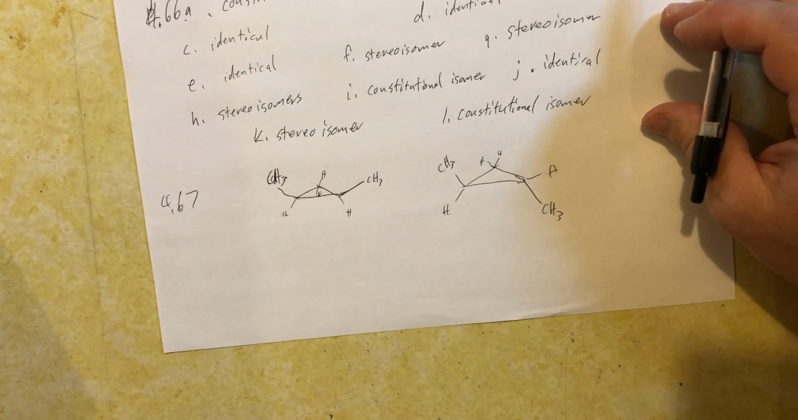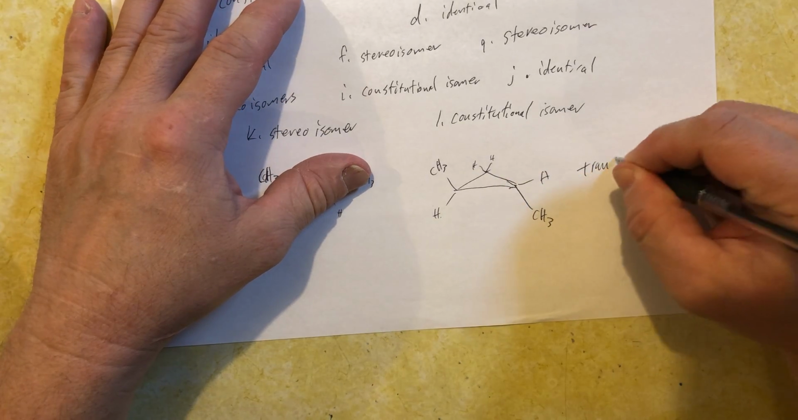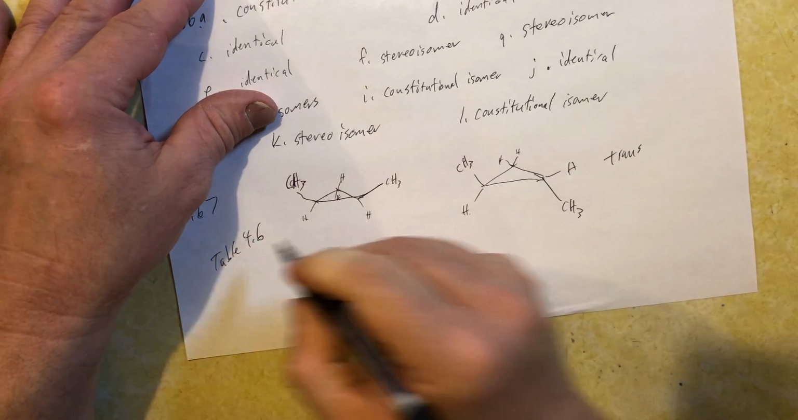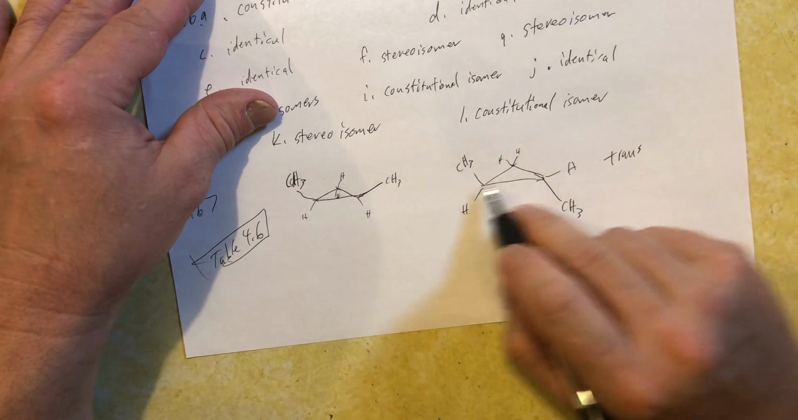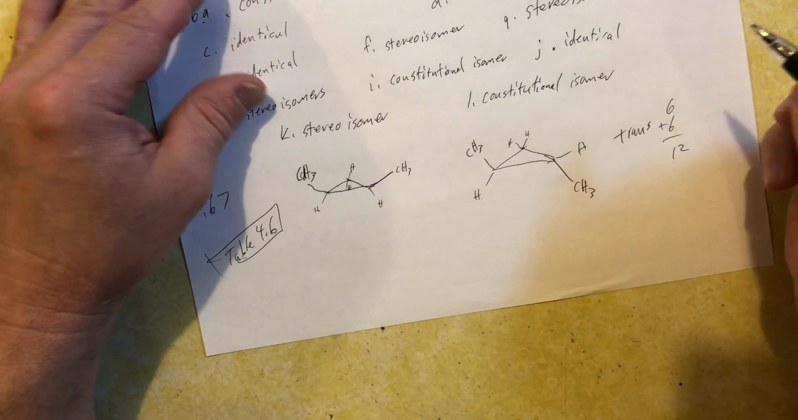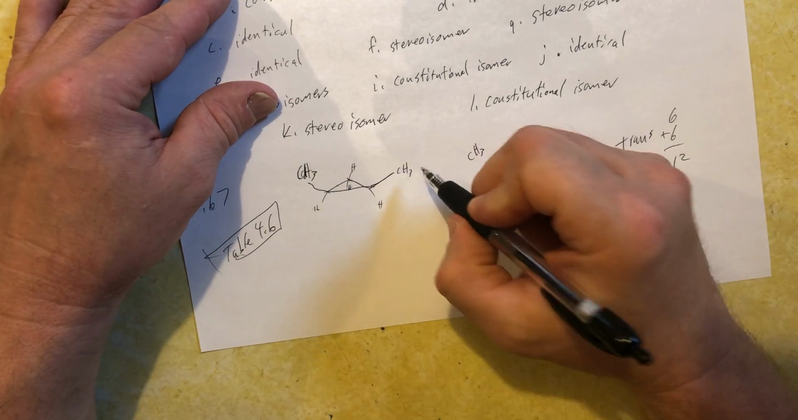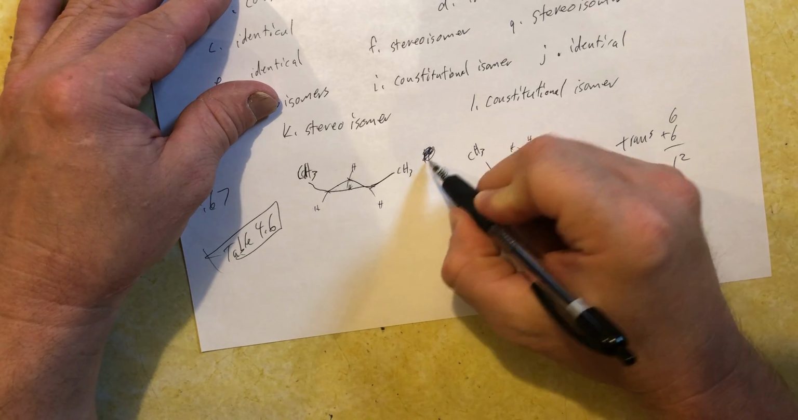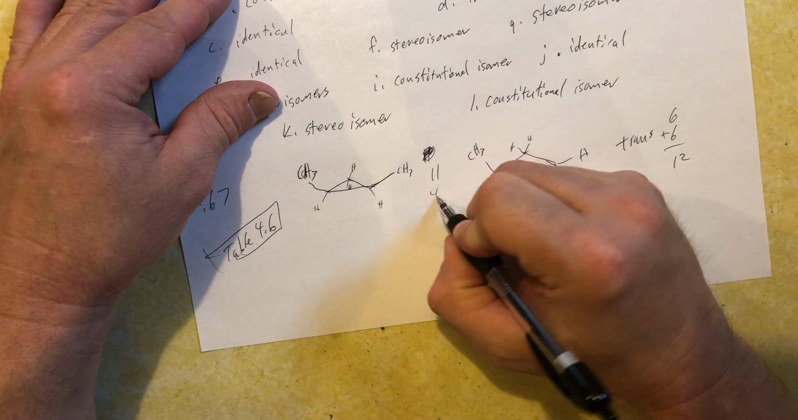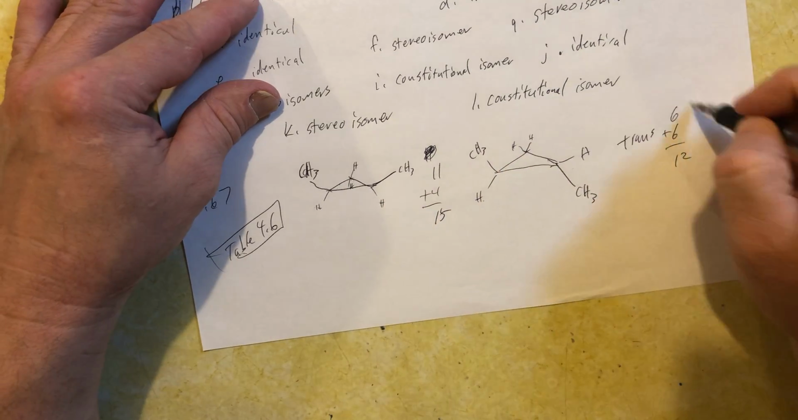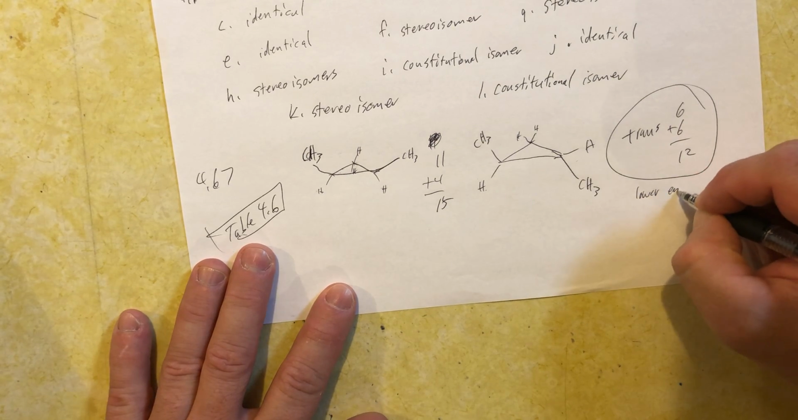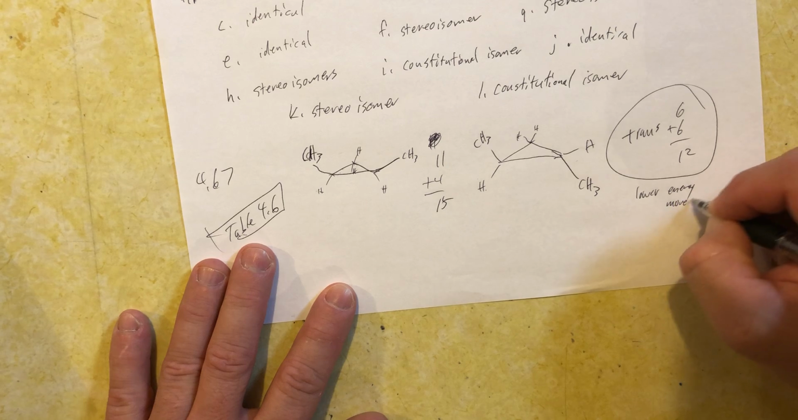So with the trans, this eclipsing, if you go back to table 4.6 and you look at that, as these two eclipse, that's a 6 and a 6, gives you 12. And on the cis version, we've got an 11 for the methyl groups eclipsing and a 4 for the hydrogen eclipsing, which is 15. So the trans is more stable, it's lower energy. Lower energy, more stable.